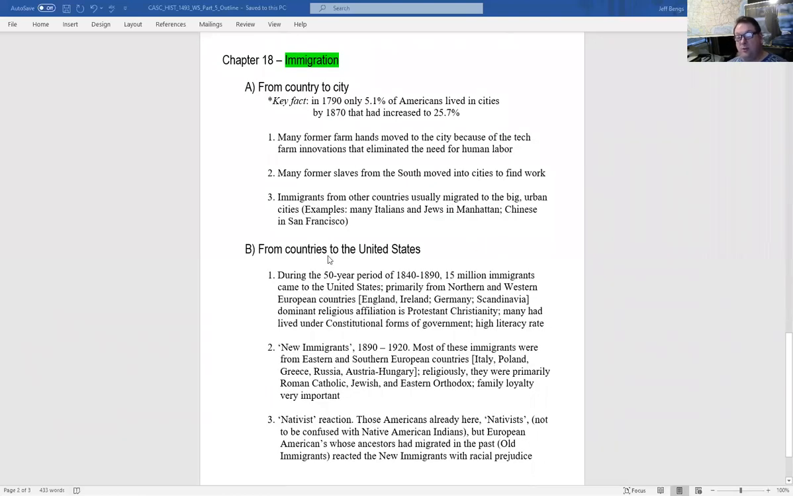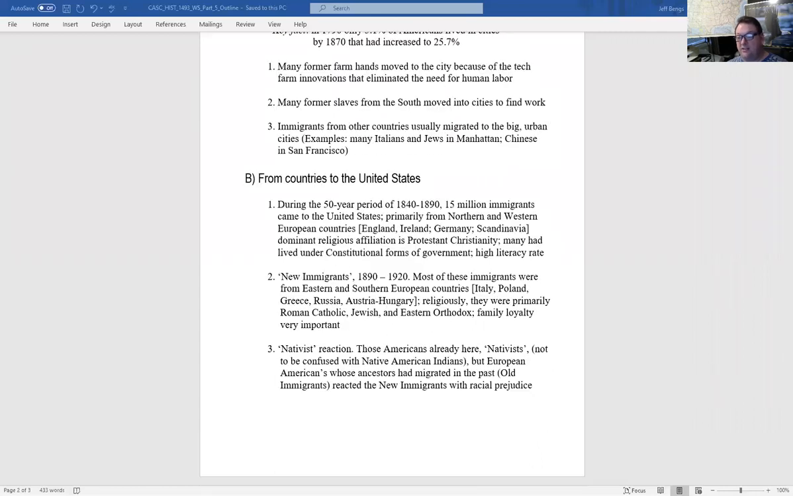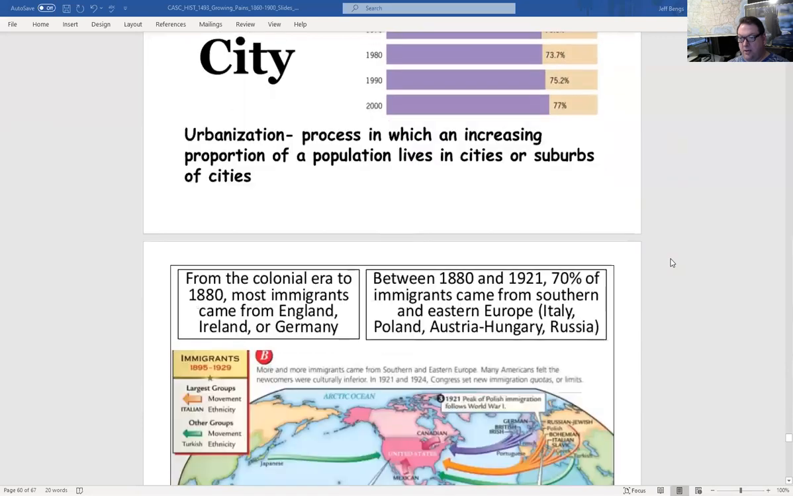So now with that, we're going to jump to this second point about immigration. People coming from foreign countries to the United States. During the 50-year period from 1840 to 1890, we had 15 million immigrants come to the United States. The majority of these immigrants were from Northern and Western European countries. Places like England and Ireland, Germany and Scandinavia. As far as their religious affiliation, they were primarily Protestants, Protestant Christians.